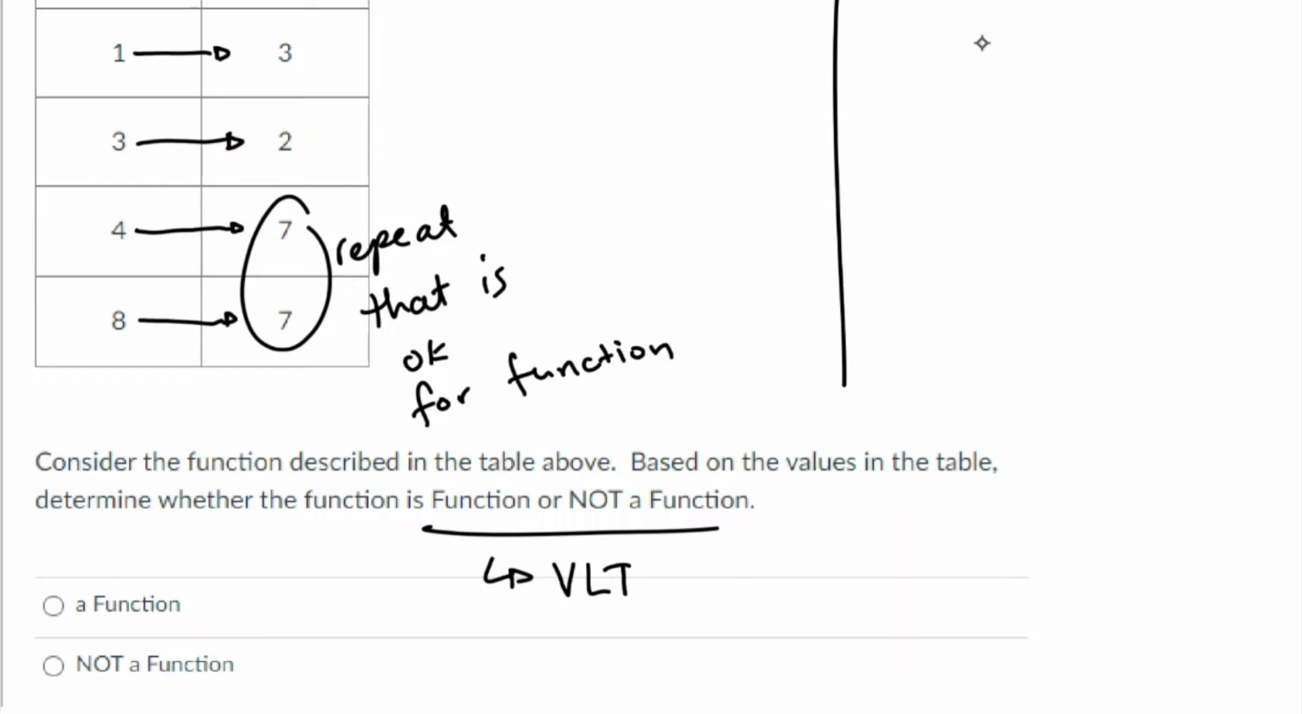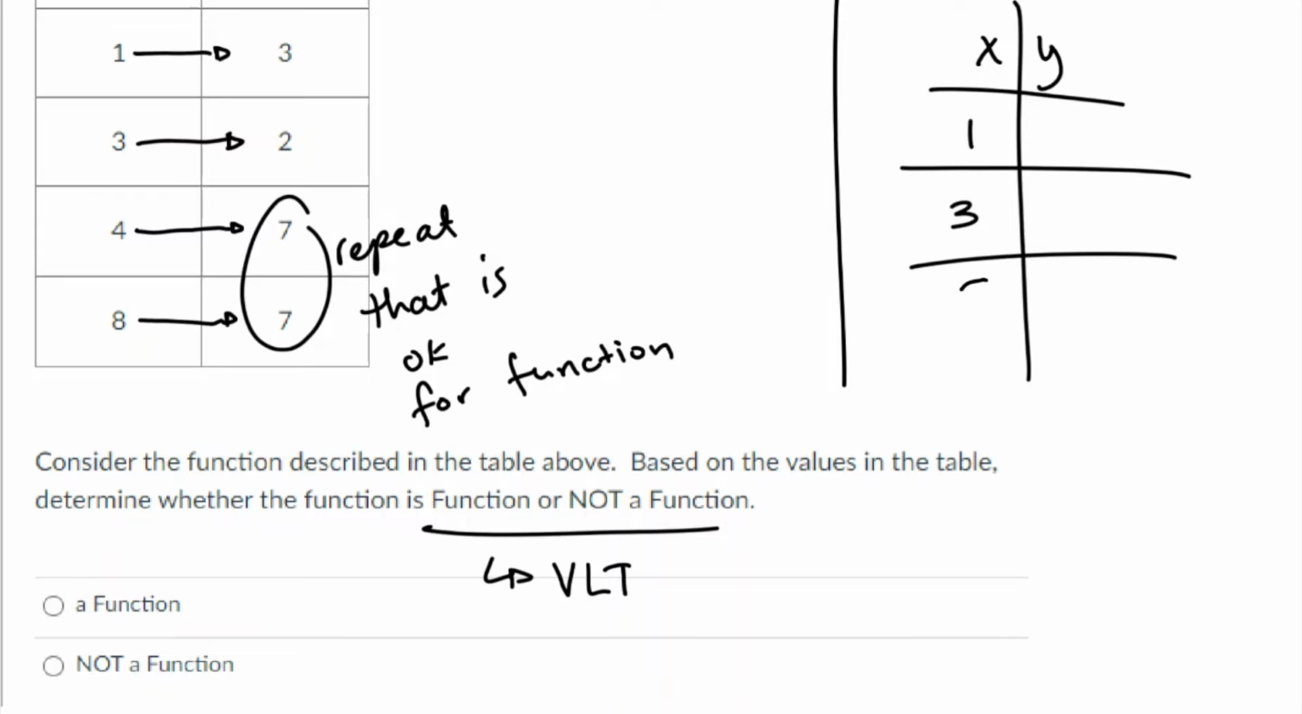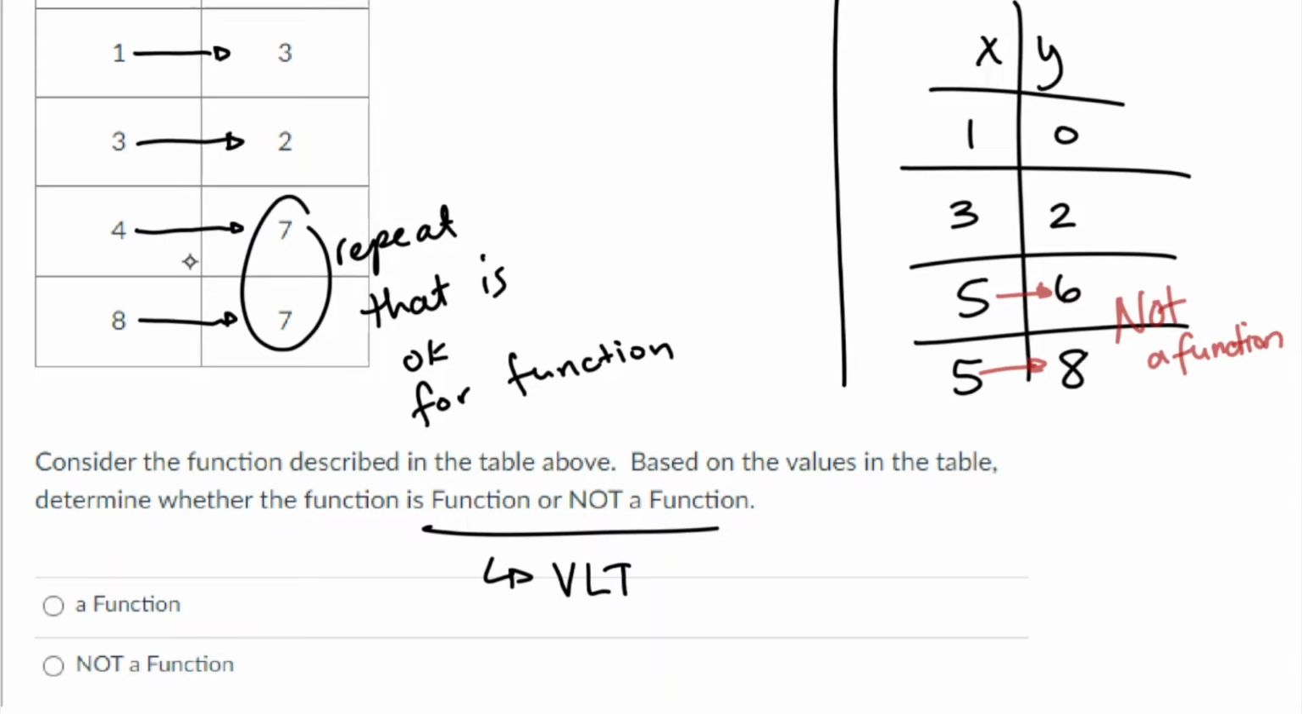problem and make it not a function is if I had, for instance, x and y, and I had 1, 3, 5, and then 5, and I had like 0, 2, 6, and 8. This is a problem because 5 is said to go to 6 and 8. It can't make up its mind. It's going in two different places. This is not a function because you have the same x going to multiple y's. That's a problem. But different x's can go to the same y, and that's okay.